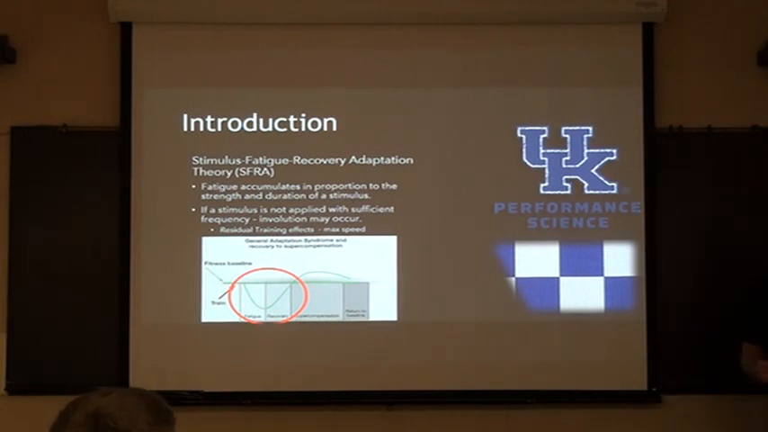It's got a window of 3 to 5 days. So if you don't stimulate that again within 3 to 5 days, you could see some involution occurring. So that's kind of where this theory came in. So basically, when are we going to have the next high stimulus day after a game day?